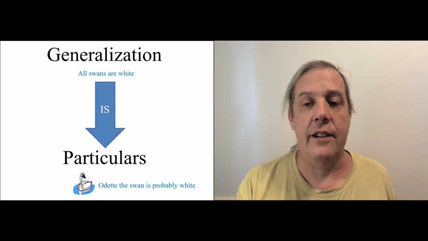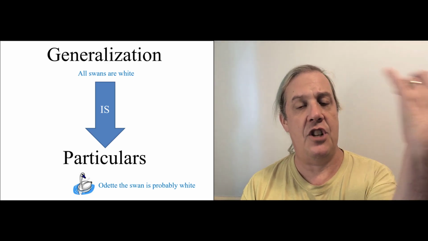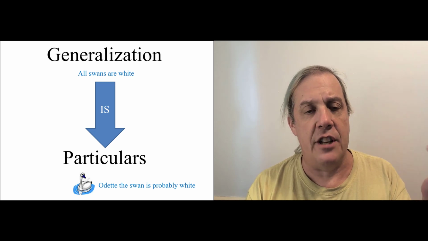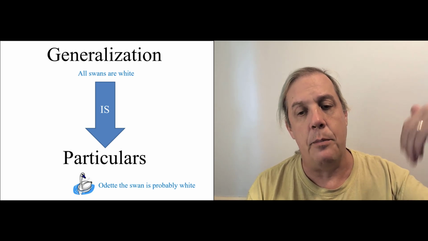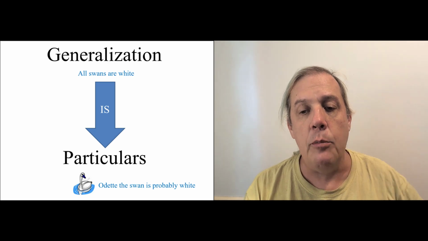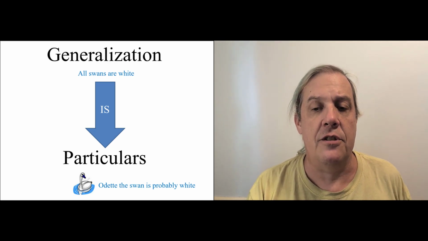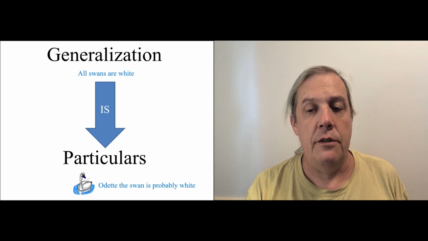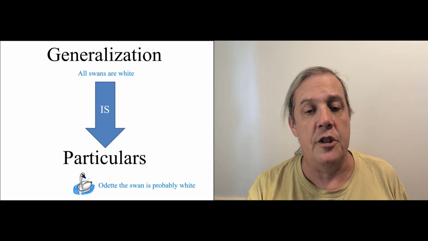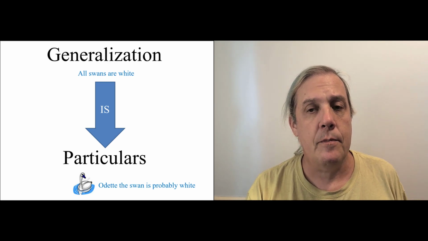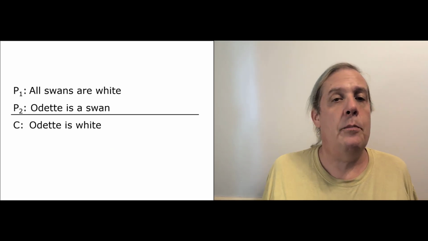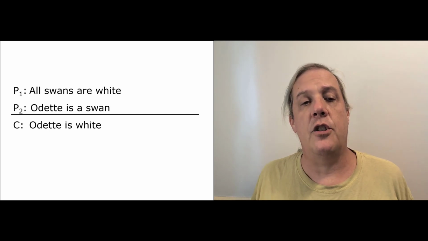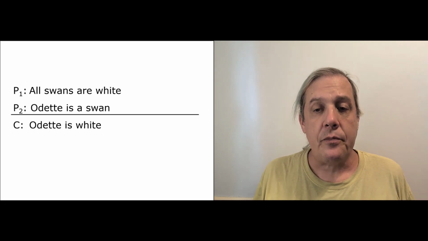So on this slide, the heading is generalization, and that generalization is just that all swans are white. Then there's a big arrow pointing down to the word particulars, and there's another clip art swan who's labeled Odette, and the statement is Odette the swan is probably white. And we can represent this inference like this. All swans are white, Odette is a swan, Odette is white.